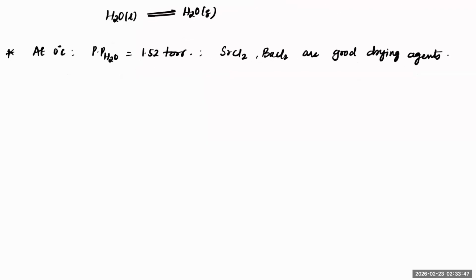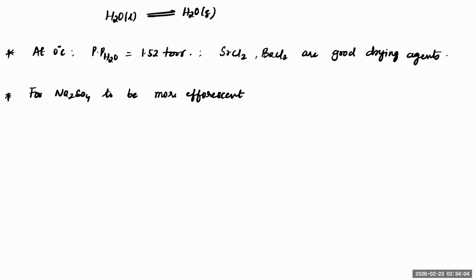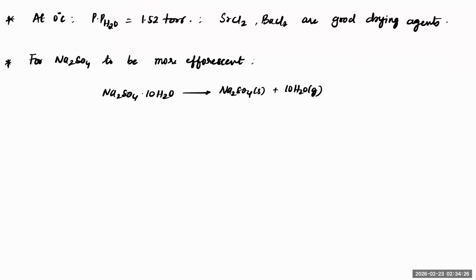All right. Next, same logic for Na2SO4, if you compare, it will be more efflorescent. Clear? What does this mean? Efflorescent means it will give away water more easily into the atmosphere. Usually Na2SO4 will be with dot 10 H2O and it will give away Na2SO4 solid plus 10 H2O into vapor phase over time. What does that mean?